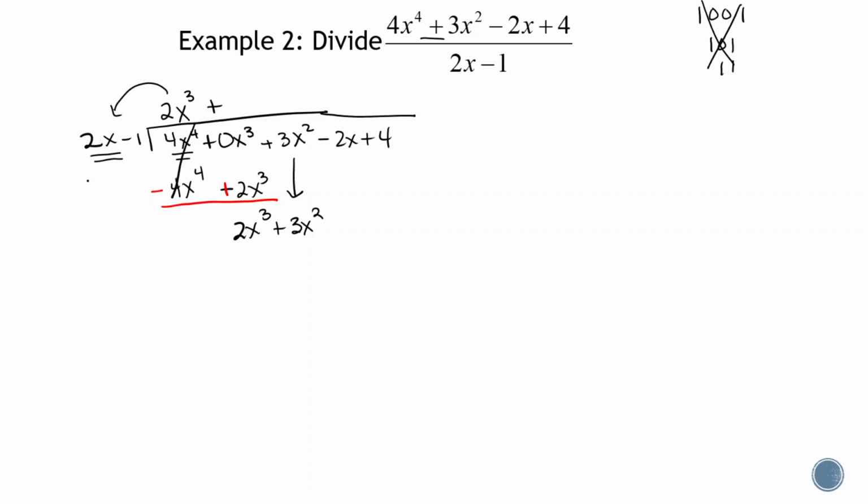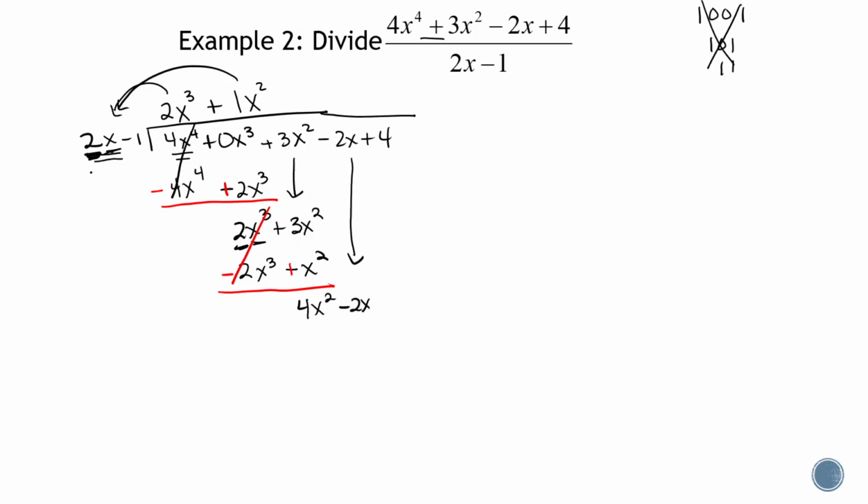So now it's got 2 and 2, so I'm just going to multiply by 1. And to get to the x cubed, I need to multiply by x squared. So now I multiply this through, and I get 2x cubed minus x squared. And then again, we're going to do our subtraction. So I get a 0, and then I get 4x squared, and I bring down my next piece. And then I do the multiplication again.